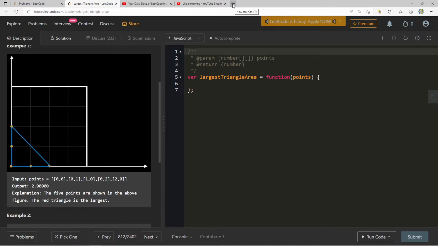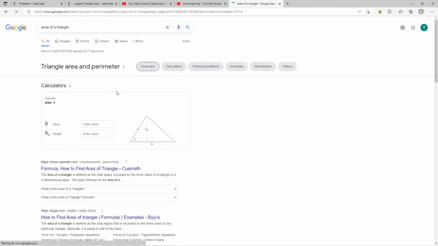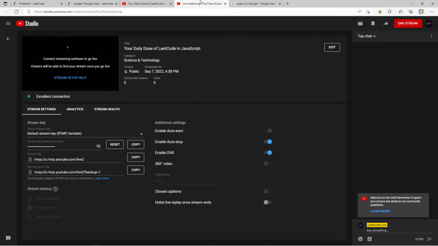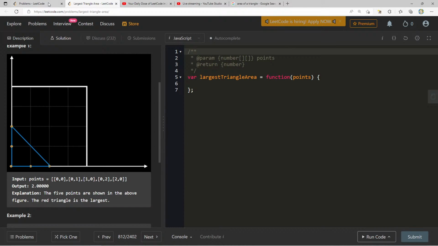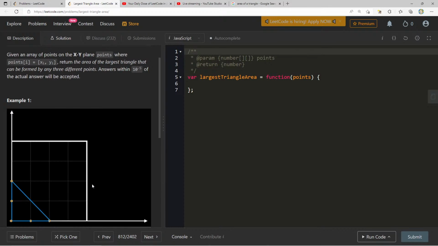How is it that we find the area of a triangle again? It's like half of base times height. Oh, wow, yeah, half of base times height. Okay, cool. Been a long time since I've done that, so I'm glad that I still sort of remember it. Half of the base is 2 times the height, so that's 2, okay? Here we only have 3 points. All the given points are unique.